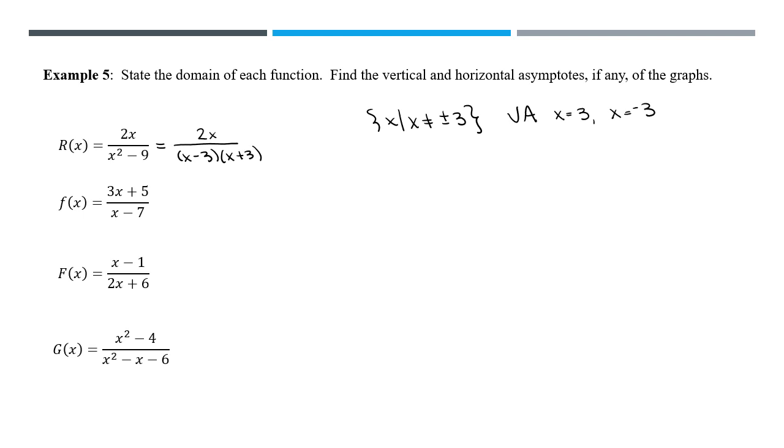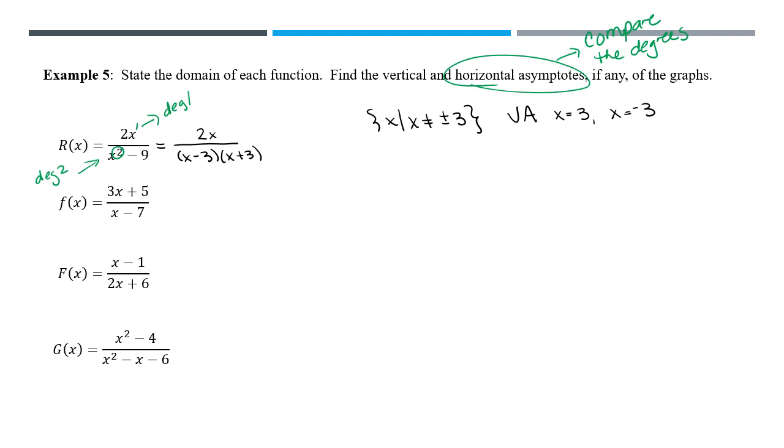The horizontal asymptote, to determine that, we need to look at the degrees of the numerator and the denominator. So we want to compare the degrees. The degree of my numerator is 1. The degree of the denominator is 2. So we're looking at these exponents here.